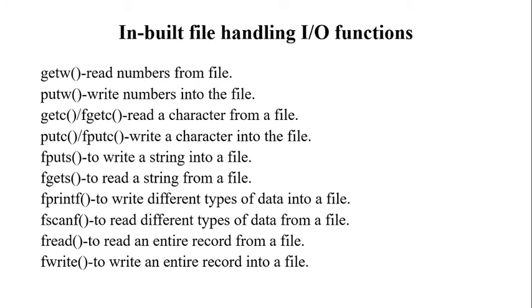Then let us have a look at high level IO functions, input output functions on files. There are so many IO functions in C programming: getw, putw, getc, putc, fputs, fgets, fprintf, fscanf, fread, and fwrite. Each of these functions has a special purpose. We can see them one by one. So getw and putw read numbers from a file and write numbers into the file. Like that, each of these functions has a special purpose.